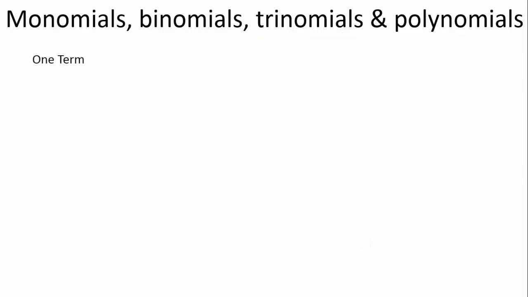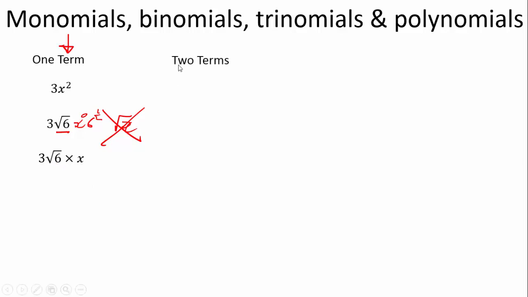Okay, one term, that is a monomial. It has one term. There's 3 root 6 x squared. This is 6 to the half, but remember that is a number, so even though it's not a variable squared, remember it wouldn't work if it was x, that would not be a polynomial, but because it's a number it's still a constant. There's an x to the power of 0 here, don't forget that, so there's a 3 root 6 times x, so that's fine.